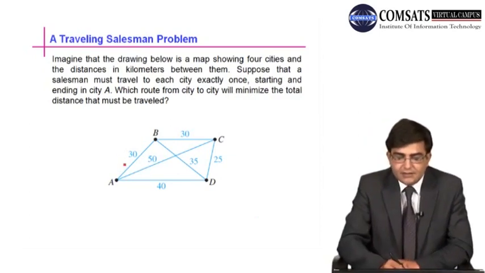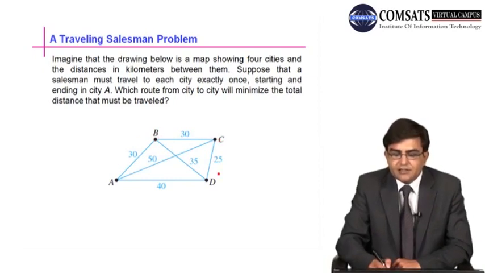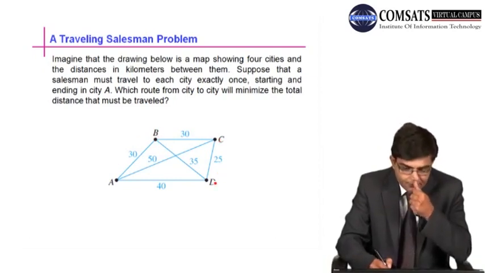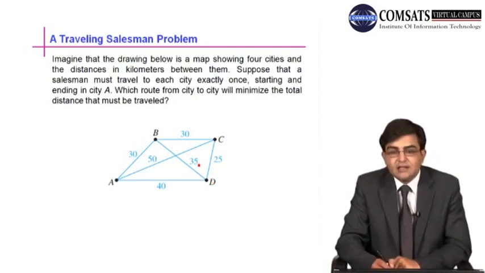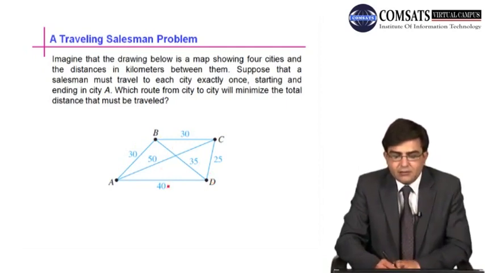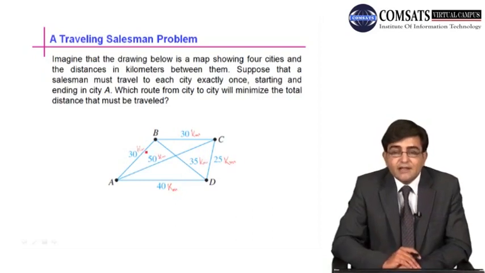Here, from A to B there is a 30 kilometer distance, from B to C 30, from C to D 25, and from B to D, or D to B, there's 25 kilometers. These are all given in kilometers. Suppose that a salesman must travel to each city exactly once, starting and ending in city A. Which route from city to city will minimize the total distance that must be traveled?